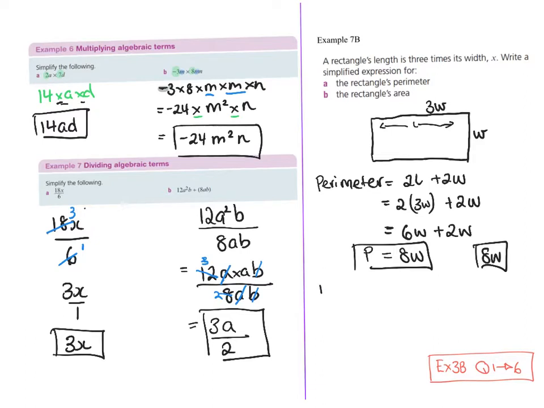Okay, now with the area, the area is equal to length times width of a rectangle, but we know our length is like saying 3 W's. So when we have a W by a W, if you remember before, I said we can write that like a W squared. So there's my expression for the area of this rectangle, 3W squared.